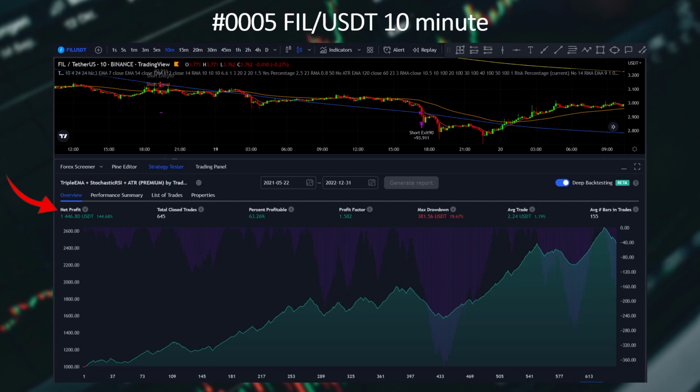As you can see, the strategy optimization in that time interval took 645 trades and generated 144% net profit. The profit factor is above 1.5, which is great, and the max drawdown is just under 20%. This strategy optimization takes short positions only, as it was created specifically for bear markets like the one we are currently in.